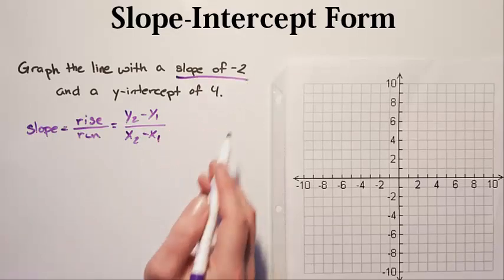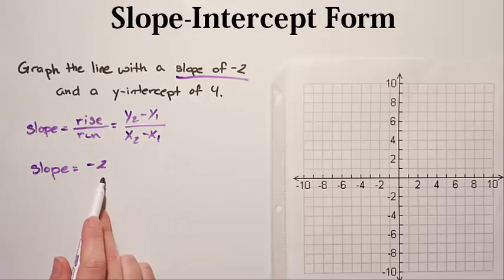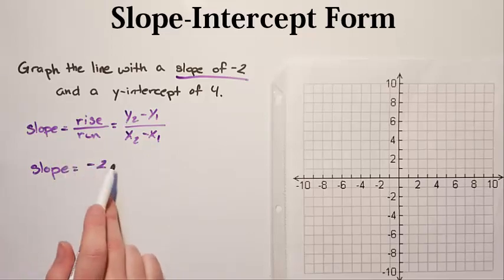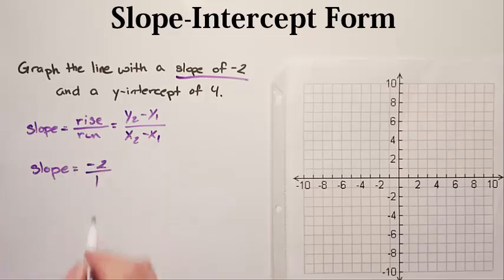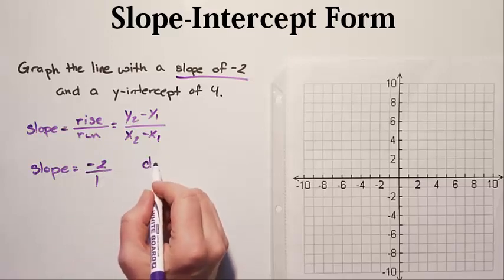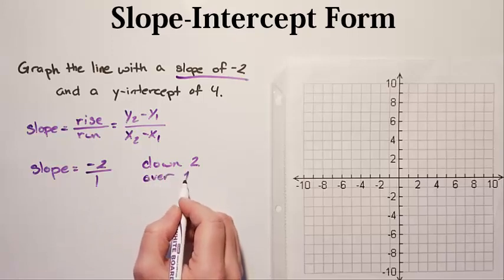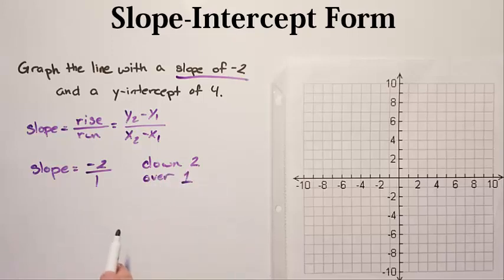They are telling us that our slope is -2. Well, you said slope had to be a fraction. -2 is not a fraction. You are able to change a whole number into a fraction by putting it over 1. So our slope is now a fraction. So we know that we move across our line by going down 2 and then over 1. This is how we would move across our line.